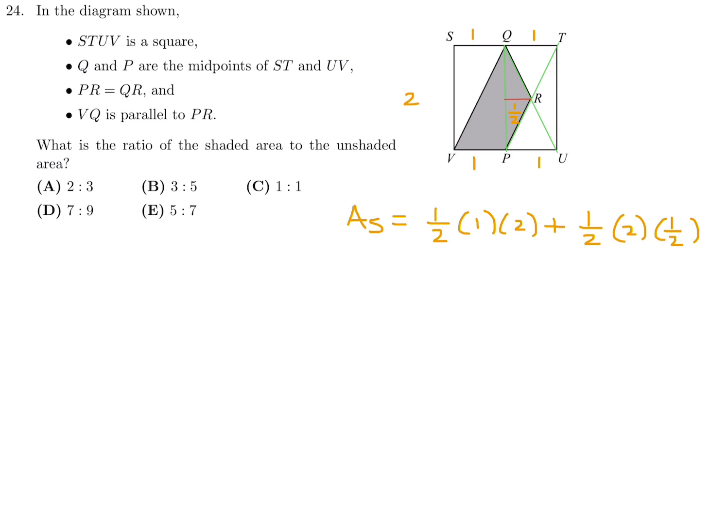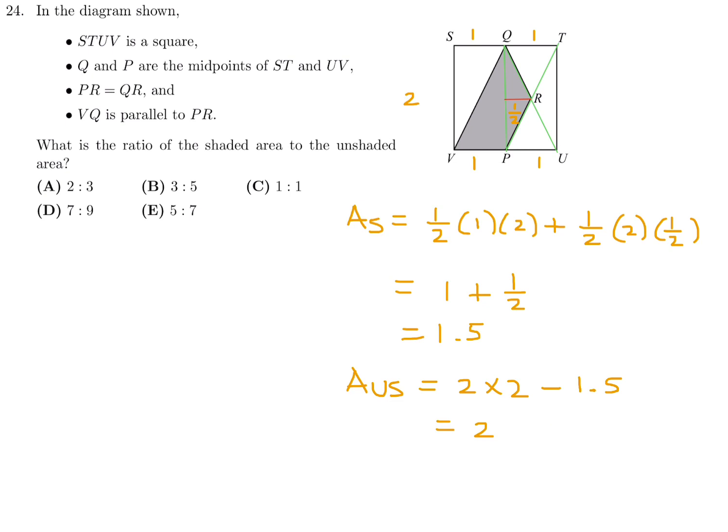And there you go. And with a little bit of interpretation, you can get this pretty easily. So this is 1 plus 1/2, which is 1.5. So that means if the area of the shaded region is 1.5, the unshaded region would be the total area of the square, which is 2 times 2, minus the shaded region. So that's 4 minus 1.5, which is 2.5.